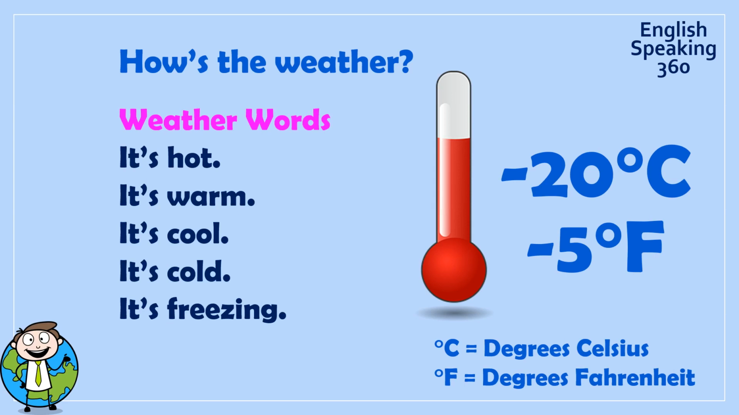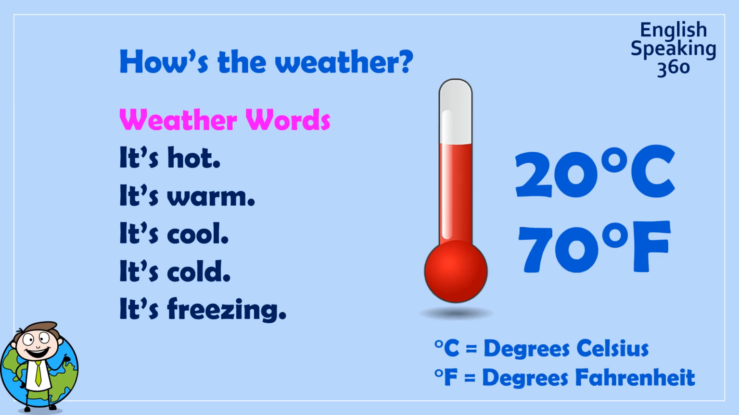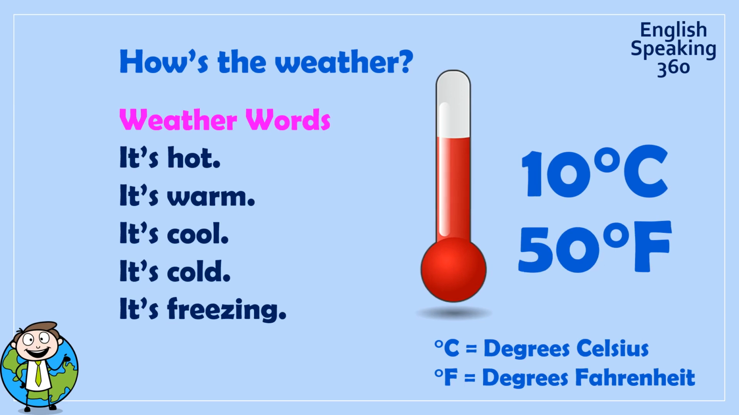So, minus 20 degrees Celsius, minus 5 degrees Fahrenheit is freezing. 20 degrees Celsius, 70 degrees Fahrenheit. How's the weather? It's warm. 10 degrees Celsius, 50 degrees Fahrenheit. How's the weather? It's cool.